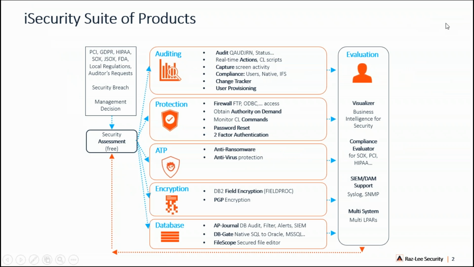Among our solutions, we have the encryption, and in the encryption we have two parts. One is the field encryption, which is encrypting columns, or fields as they were always called in the IBM i environment. And we have another solution, which is the PGP, which is file encryption.